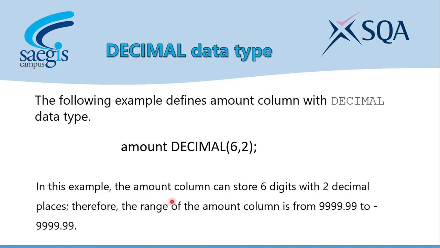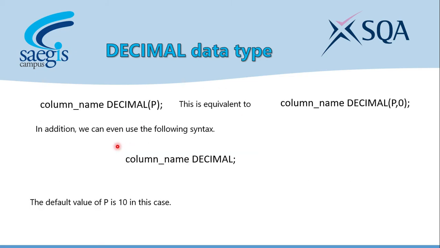So in this example, how does the range go? We can enter from 9999.99 down to minus 9999.99. So this is the range, and we can enter any number in this range into this amount field.